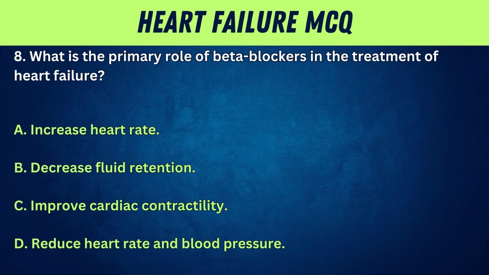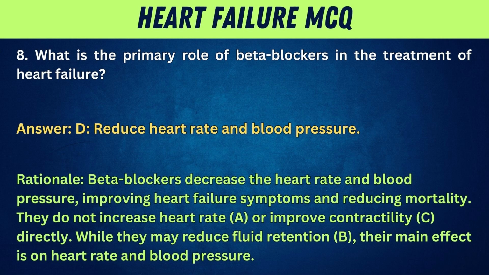8. What is the primary role of beta blockers in the treatment of heart failure? A. Increase heart rate. B. Decrease fluid retention. C. Improve cardiac contractility. D. Reduce heart rate and blood pressure. Answer: D. Reduce heart rate and blood pressure. Rationale: beta blockers decrease the heart rate and blood pressure, improving heart failure symptoms and reducing mortality.